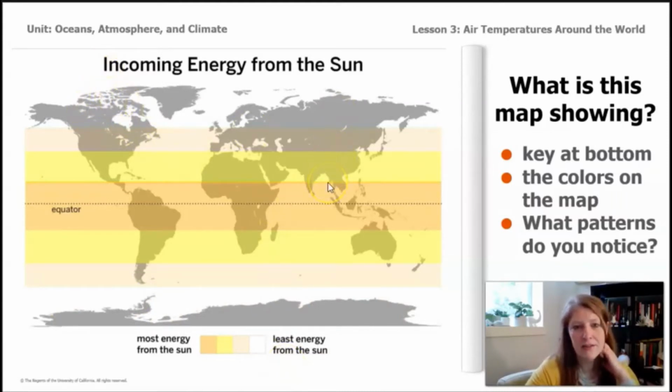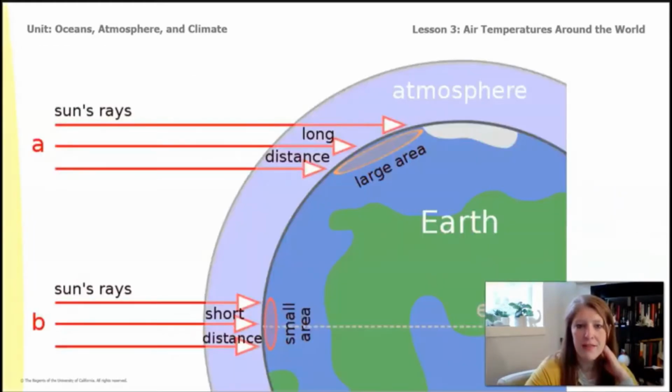So I will infer that this map is telling me that the closer I am to the equator, the more energy that part of the Earth is getting from the sun. Why would that be? I'm going to show you another picture, and this picture might help us understand why the incoming energy from the sun would be different at the equator. The thing to remember is that Earth is round. It's a globe.